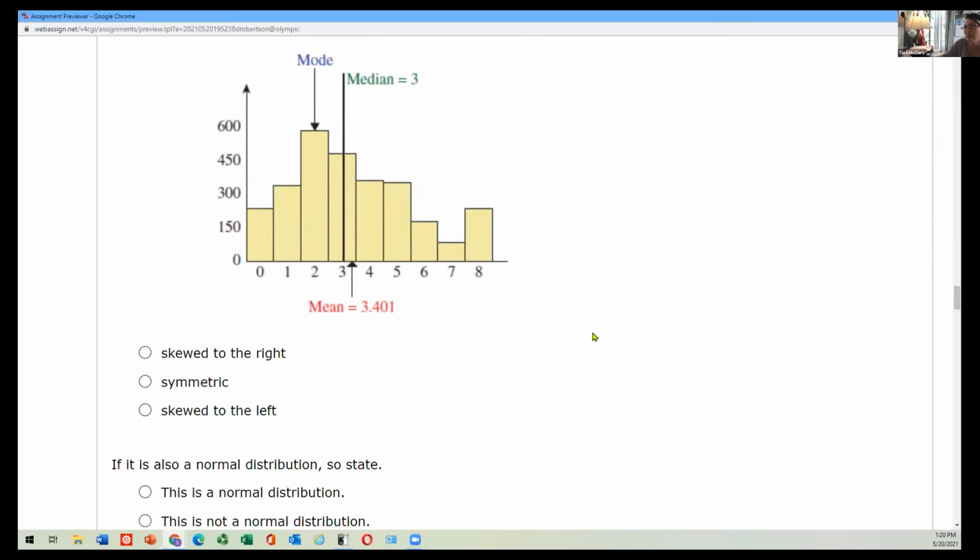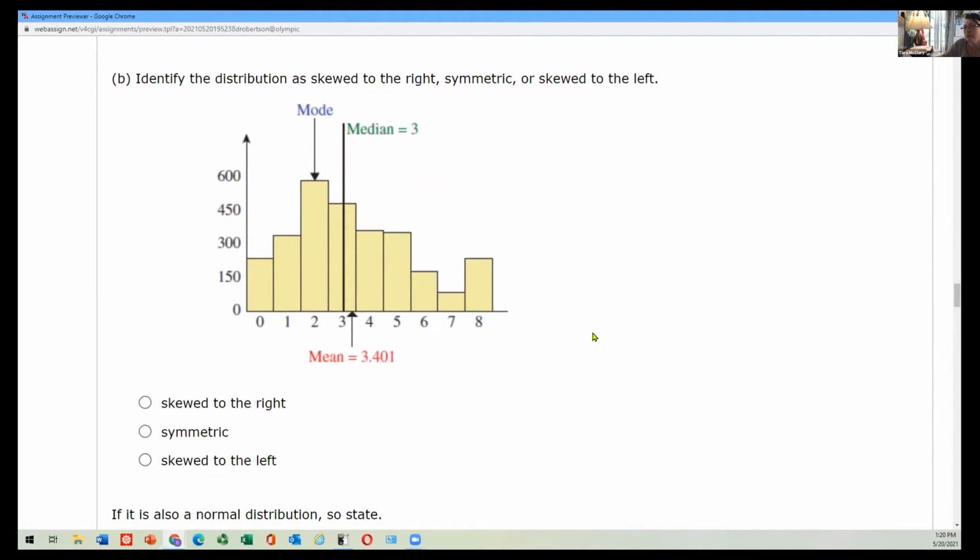Now, let's look at this one. The mean is the red one and the median is the green one. When you look at this data, what would be your choice? Skewed left, right, or symmetric? The mean is 3.4 and the median is 3. Would it be to the left? Okay.